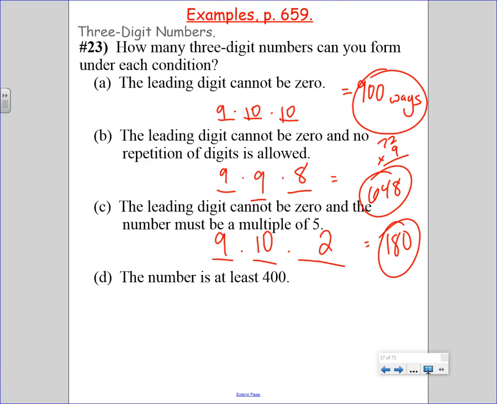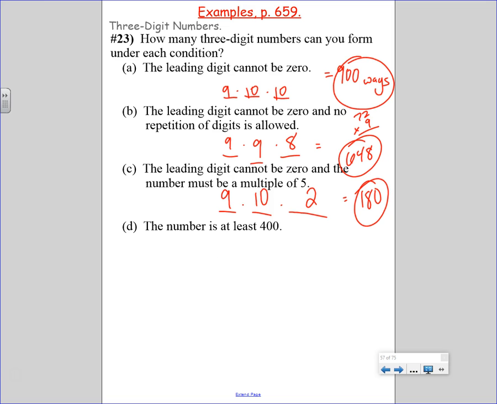Okay. Letter D. Let's talk through this one together. There is a way to do it with blanks. But can anyone just think of it logically? How many numbers are at least 400? Why would it make sense that 600 are at least 400? Is it 601? How many 3-digit numbers are there in total? Nope.